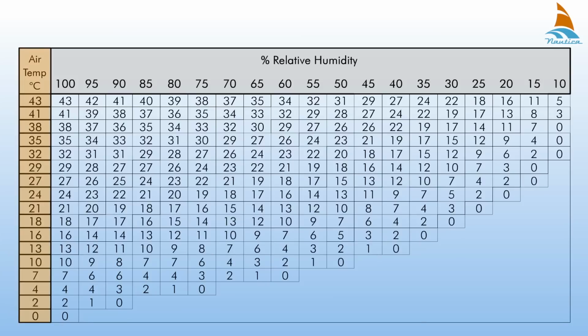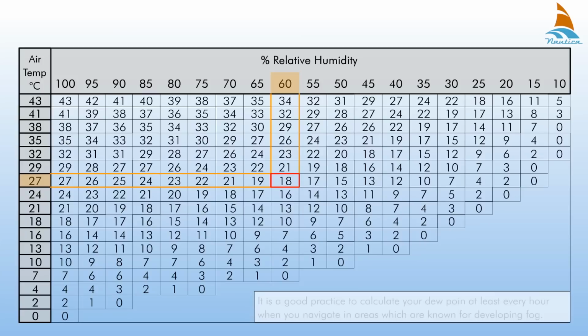In the left-hand column, you find the air temperature in Celsius, and at the top of the table, you'll find the relative humidity as a percentage. We assume that the temperature is 27 degrees Celsius, and the relative humidity is 60%. The intersection of the two figures shows that the dew point is reached at a temperature of 18 degrees Celsius or lower. It's good practice to calculate your dew point at least every hour when you navigate in areas which are known for developing fog.